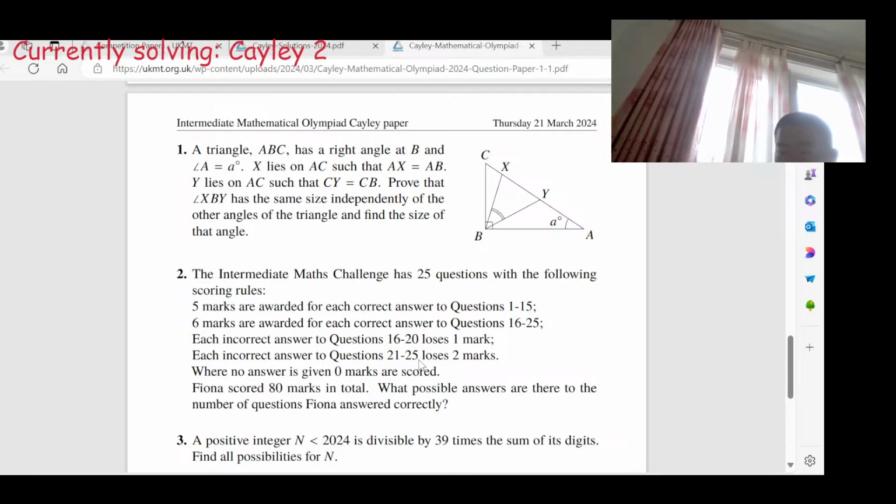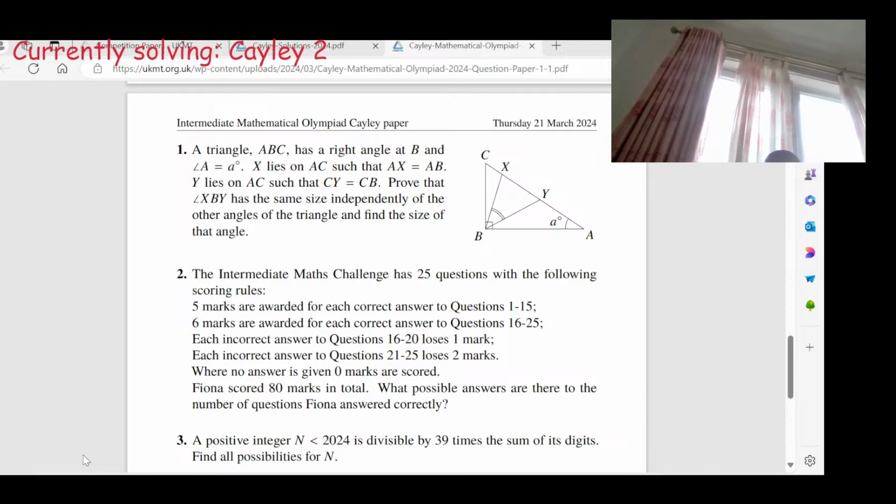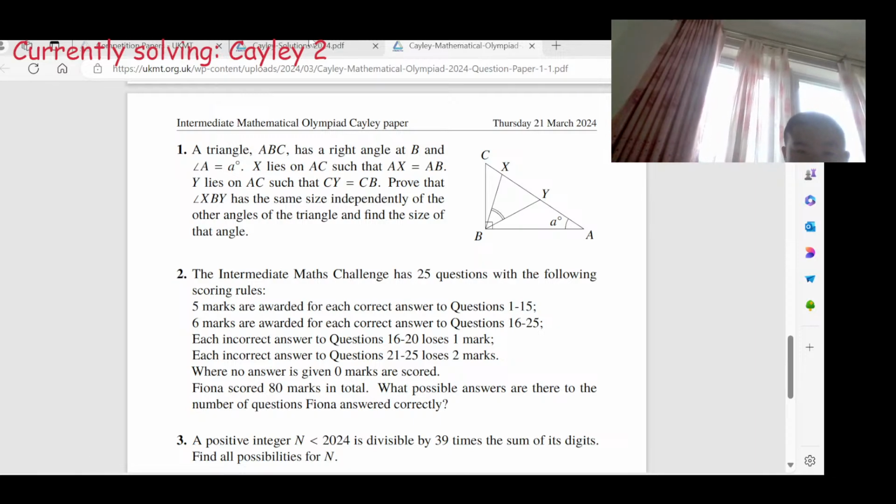2010s Chinese Maths Olympiad. Wait, is it Chinese? Oh, CMO's Canadian. I'm so dumb. I thought it was Chinese. It's Canadian. Anyways, that's such a cringe question.